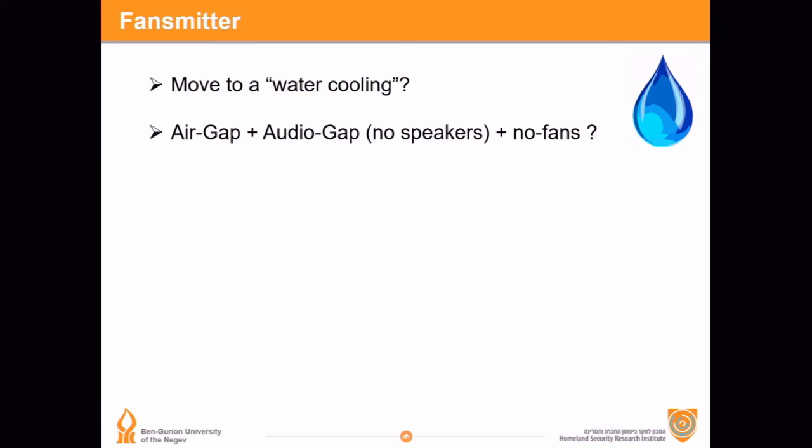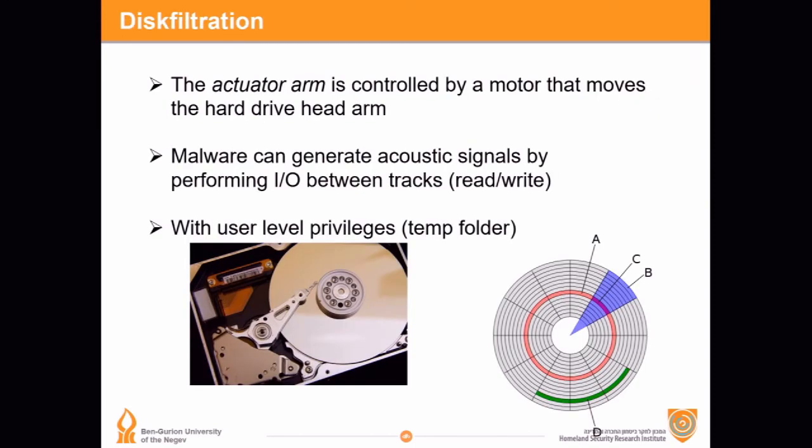We move to water cooling, and the question is if it's safe enough that the attacker will not be able to leak any information. You might have guessed that the answer is no, because many computers are equipped with a hard disk drive that has a mechanical actuator arm, and when this actuator arm is moved between different tracks on the disk, it can make a noise. And again, if malware can intentionally play with the movement between the different tracks, it can generate acoustic signals, modulate data, and transmit it to the attacker.